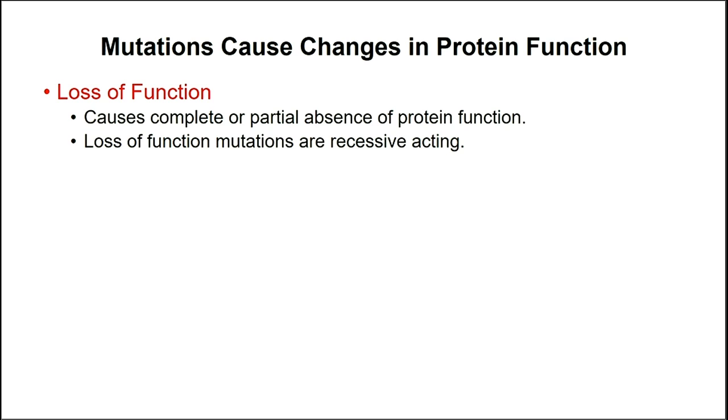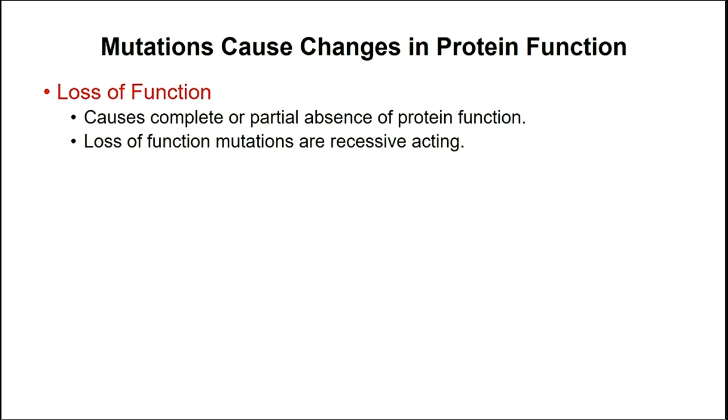Loss of function mutations are recessive acting. So what does that mean? You have 2 copies of most every gene, right? 2 copies of all of your chromosomes, right? Unless you're a male, you only have 1 copy of the X. But for every other chromosome, you have 2 copies.